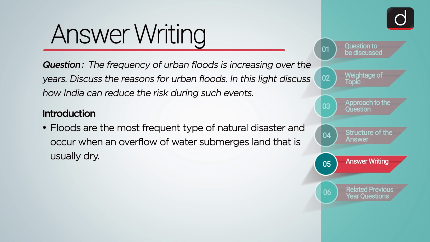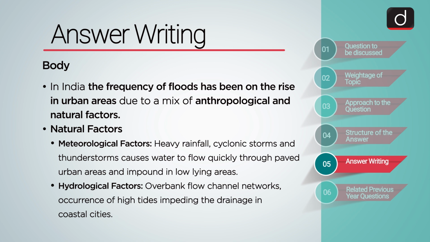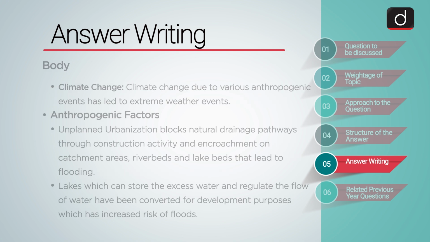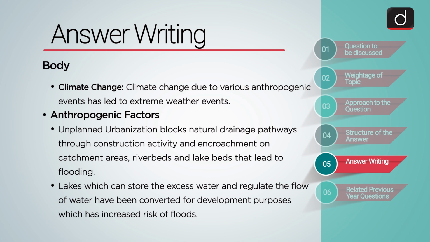Shifting focus to reasons for the rise in frequency of urban floods. In India, the frequency of floods has been on the rise in urban areas due to a mix of anthropological factors and natural factors. Natural factors: meteorological factors, heavy rainfall, cyclonic storms and thunderstorms cause water to flow quickly through paved urban areas and impound in low-lying areas. Hydrological factors: overbank flow, channel networks, occurrence of high tides impeding the drainage in coastal cities. Climate change due to various anthropogenic events has led to extreme weather events.